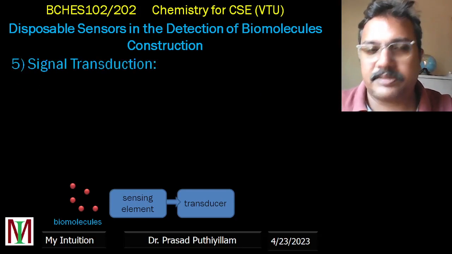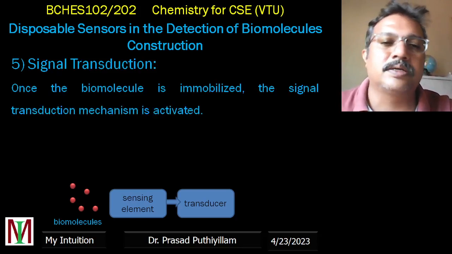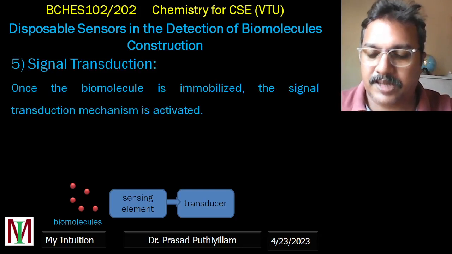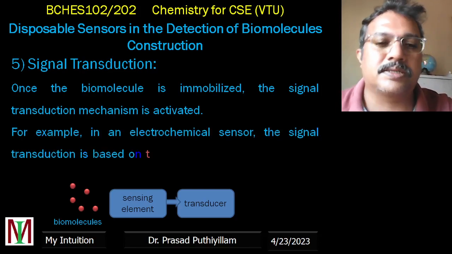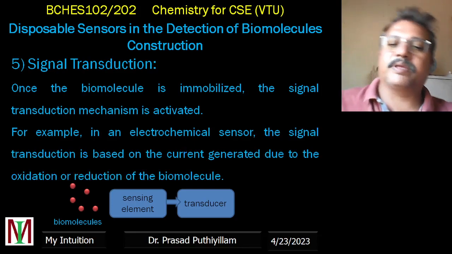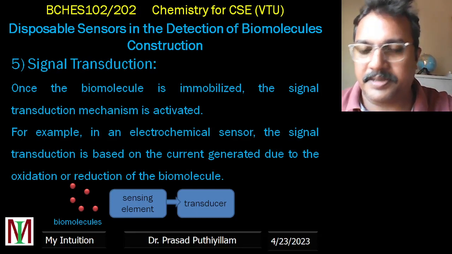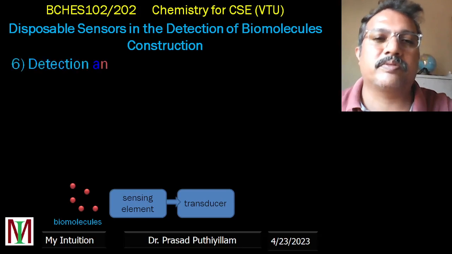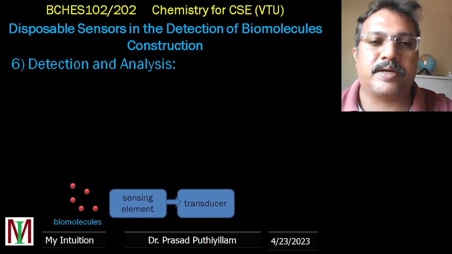Signal transduction. Once the biomolecule is immobilized, the transducer is introduced. In an electrochemical sensor, the signal transduction is based on the current generated due to the oxidation or reduction of the biomolecule. In the optical case, it is the change in light variation or the change in color. Like that, signal transduction takes place. So you have to identify the transducer based on the sensing element that we use.